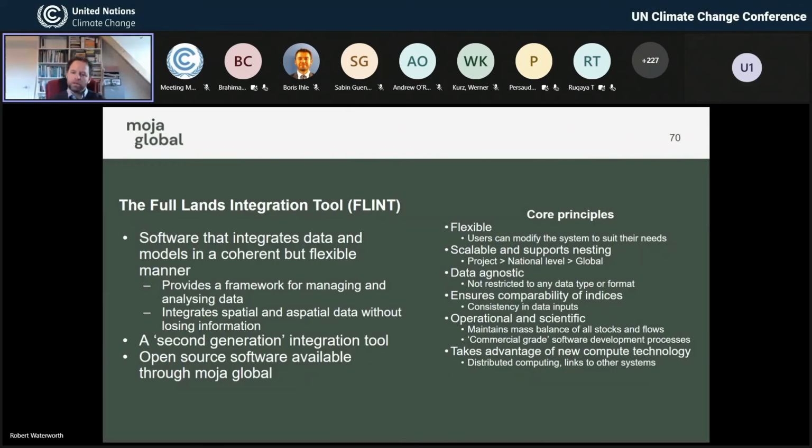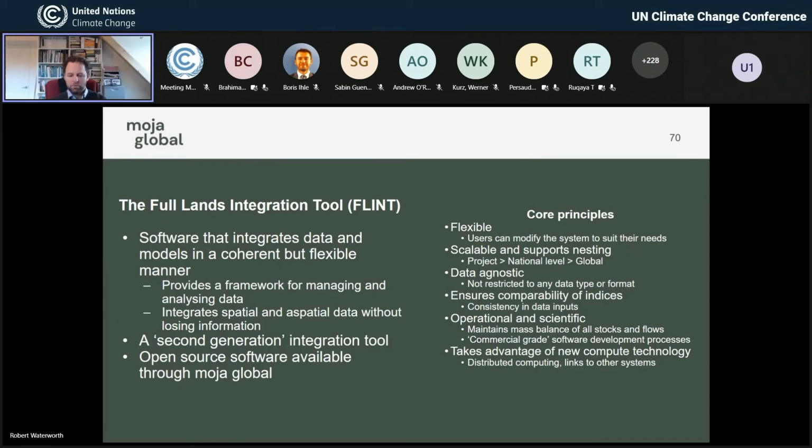Another key need was to understand that we needed it to be scalable and it needed to support nesting. So we didn't want a tool that could only run at a project level. We wanted something that could be scaled on new compute resources, for example, and you could run everything from a project to a national level to a full global level. And we have in fact run the FLINT at a global scale at 25 meters. So that's been proven that that is possible. The advantage of that was to also support nesting for those that are interested in markets. So how can you ensure that projects are also being included into the national accounts? We definitely wanted it to be data agnostic, so we didn't want it restricted to any data type or format. We wanted everything to be consistent and ensuring comparability.